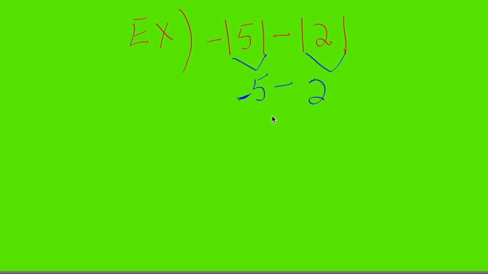They have the same sign. We're gonna add them. That's 7, and because both numbers are negative, we bring down the negative sign. So the answer is negative 7.